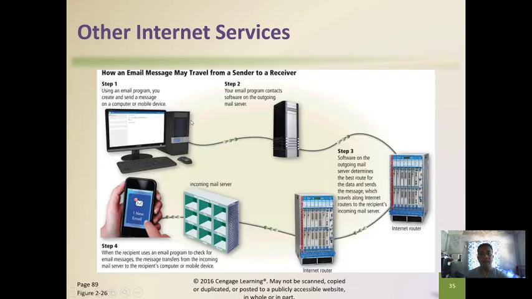So how does an email message travel from a sender to receiver? Okay, email tayo. Tapos, yung email program contacts software on the outgoing mail server. And then, step 3, software on the outgoing mail server determines the best route. Of course, that's on networking again, routing. And then, the internet router, of course, the incoming mail services. And then, of course, this one categorizes what particular media is being forwarded to your computer. Then, your computer will adjust and receives the actual file or information.